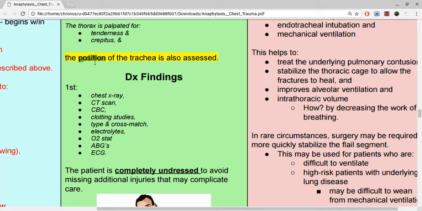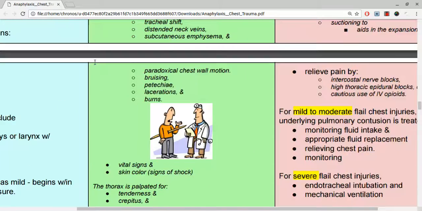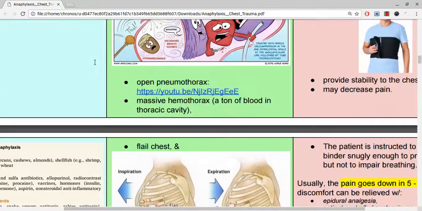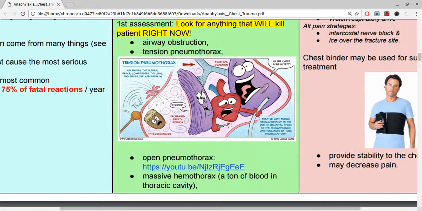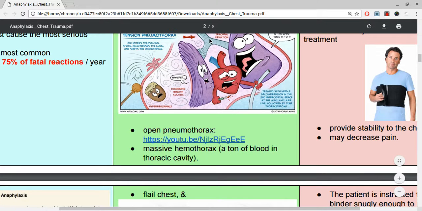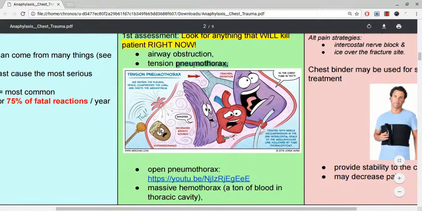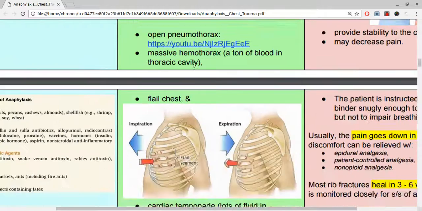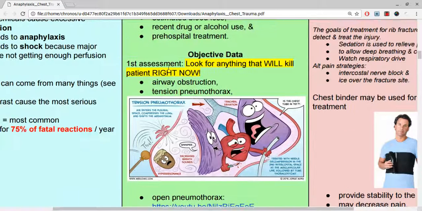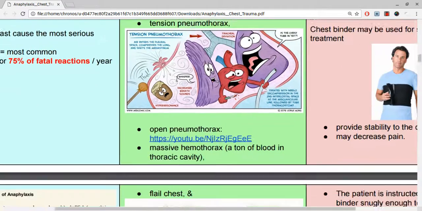Okay, the position of the trachea is also assessed because, again, like I said, when there's a lot of air going inside of the chest, as we saw here in this picture, in a tension pneumothorax, the trachea could be moved to the side. Okay, so that's why you assess the trachea for deviations, because that could be a sign of a tension pneumothorax, which would be one of the priority things that are going to kill you right now. Okay, so that's something important to take note of.